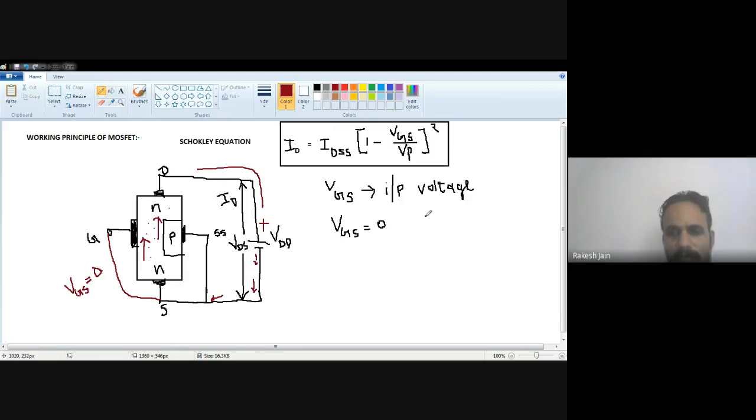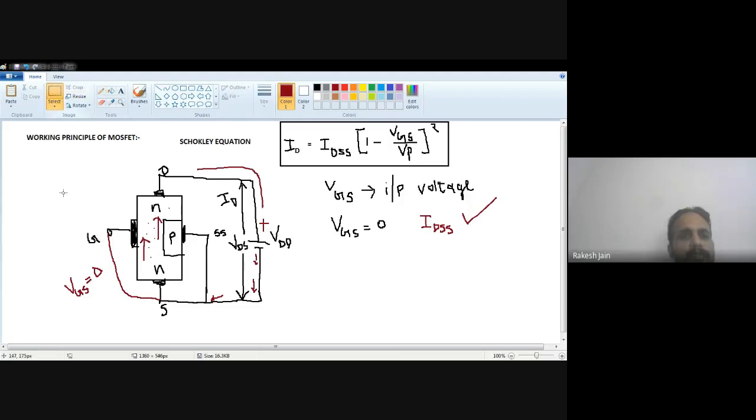So this is the current in between the drain and source terminals, which actually flows when the third terminal is short circuited. This is known as IDSS. So current will flow, that is known as IDSS. Okay, now we want to see the second case.